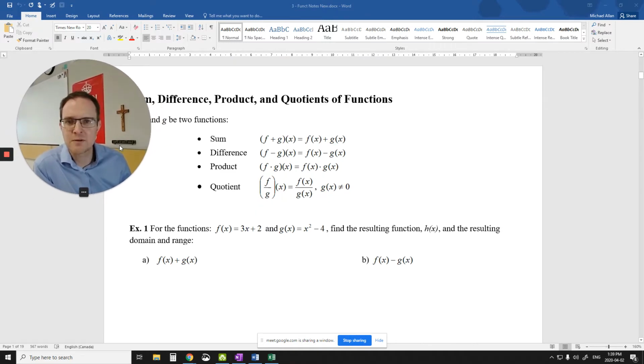So hopefully you're able to print this section off here. We're having some difficulties with the printer. Hopefully, maybe by now we've been able to print them off.